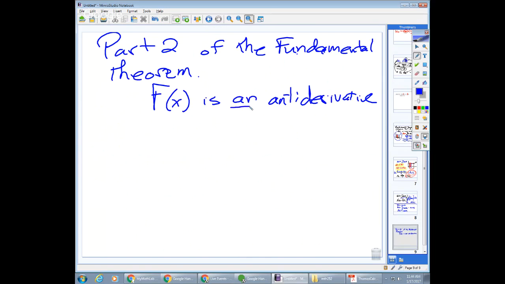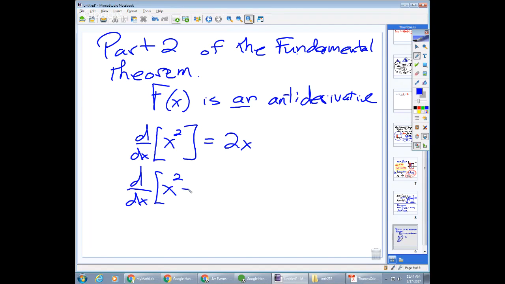Notice I wrote an antiderivative, because check this out. If I were to take the derivative with respect to x of x squared, what would I get? 2x. If I were to take the derivative with respect to x of x squared minus 3, what would I get? 2x. So 2x has multiple antiderivatives. X squared is one of them, but really it's x squared plus any constant. That's something we learned back in calculus: any two functions that differ by a constant will have the same derivative. And that goes into part of the proof of the fundamental theorem.